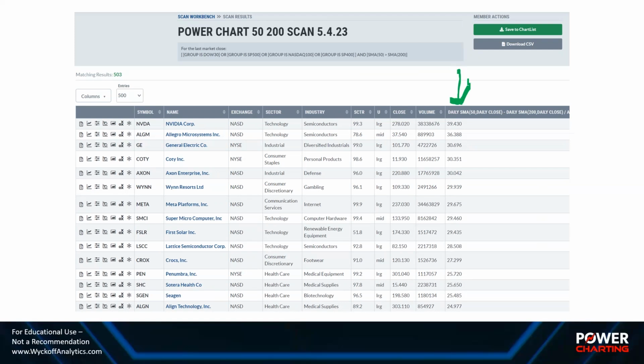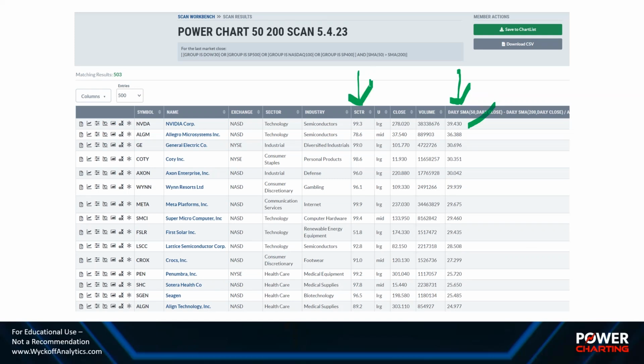So NVIDIA is at the top of the list, and its current SMA 50 is 39.4% above the 200. So that's the metric. It doesn't have anything to do with today's price or yesterday's price, simply the distance between the two lines, and where price is relative to that, a different issue, but we're going to look at that too. So it's almost some form of relative strength with respect to the distance between the two lines.